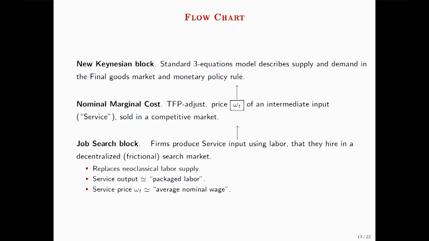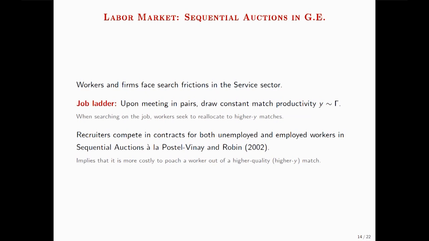This service output is essentially packaged labor, as I said, and the service price, omega t, is going to be our measure of the average nominal wage. Now, workers and firms in that service sector face search frictions, and there's a job ladder in that upon meeting in pairs, workers and firms draw a constant match productivity that we're going to denote y here, which is distributed according to some distribution gamma. And so higher values of y mean higher productivity jobs, and so workers are trying to sort themselves gradually as they can into higher productivity jobs. Right?